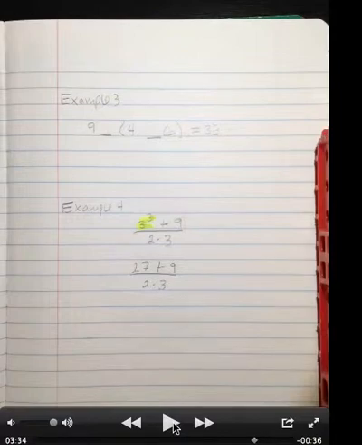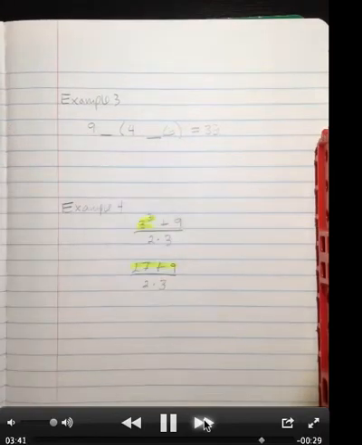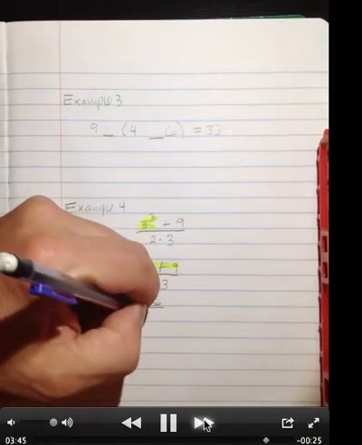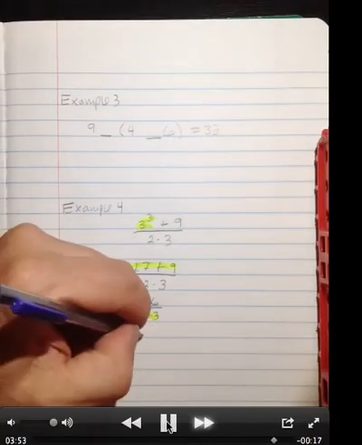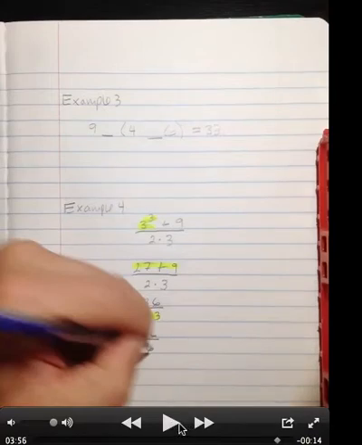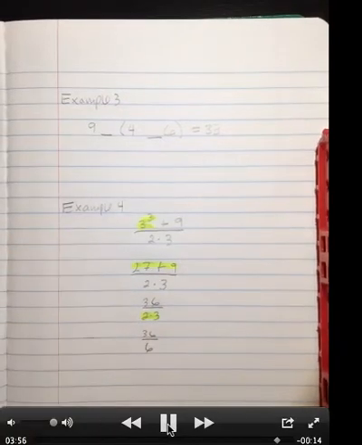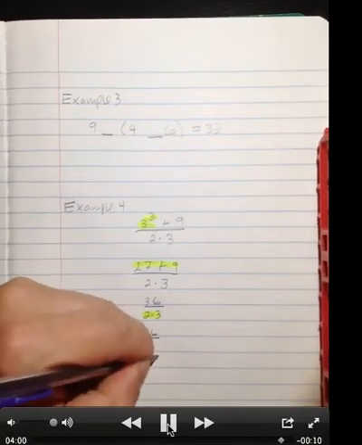Now the line between the top and the bottom is technically a grouping symbol. So that's what we're going to be doing. 27 plus 9 is 36. And we copy down the 2 times 3, which we do next. 2 times 3 is 6. And finally 36 divided by 6 is 6.